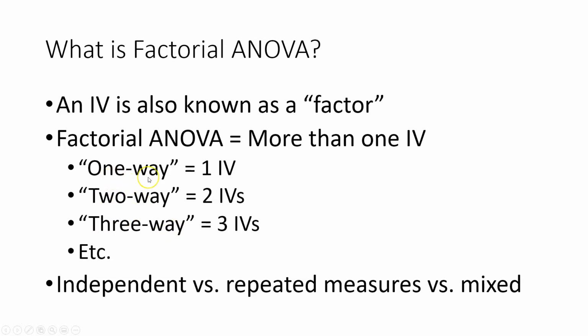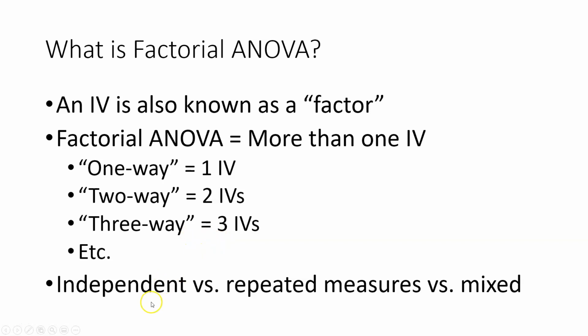So if it's a one-way ANOVA, then that's a simple ANOVA. That's what we just learned about in our most recent statistic. That's where we have only one independent variable. So that's not a factorial ANOVA. But if you have two independent variables, then you call it a two-way. And if it's three independent variables, you call it a three-way. So you just call it however many ways there are, depending on how many IVs there are.